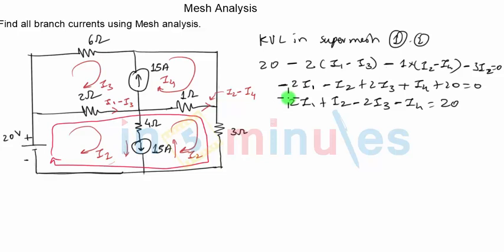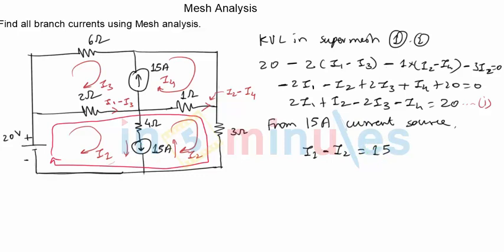So this is my first equation. I'll just call it equation number 1. And now I'm saying that from 15 ampere current source, we get I1 minus I2 equal to 15. So let me call this as equation number 2.